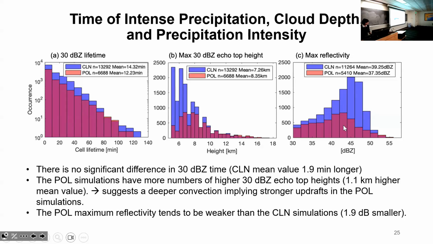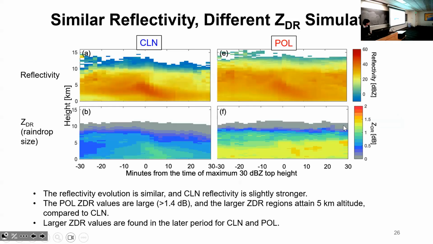And let's see the time evolution for these parameters. Similar to the observations, these are the height versus time cross sections of reflectivity on the top and GDR on the bottom, for the clean case and polluted case. As you can see, reflectivity evolution is very similar, or even the clean case shows a little bit stronger reflectivity.